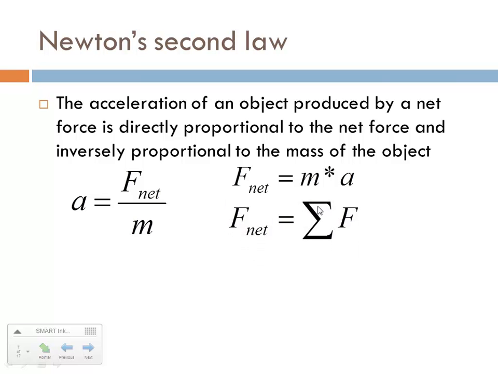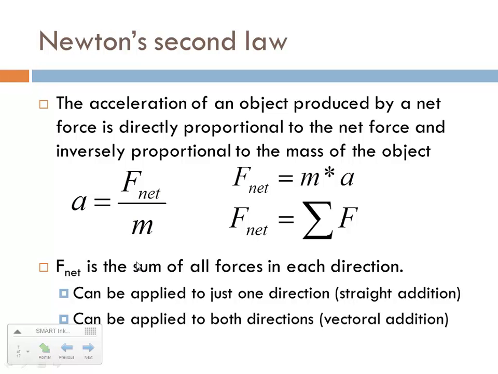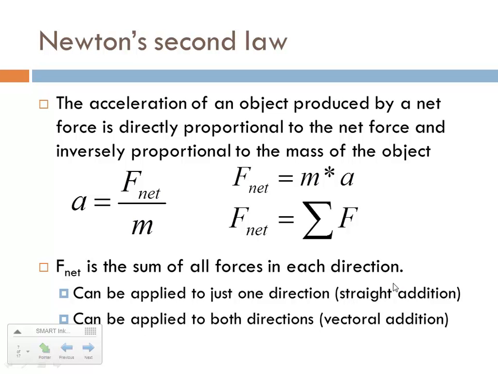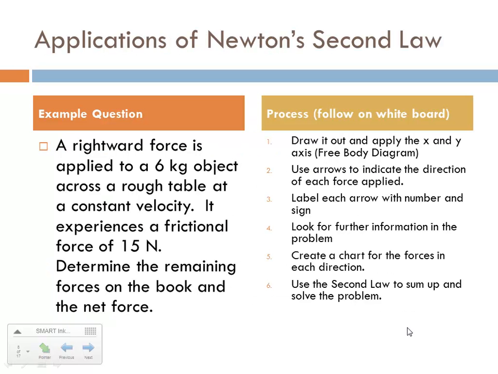What is F net? F net is the sum of all the forces. All right. And it's in each direction. If you're just in one direction, you can straight add it. 5 newtons plus 5 newtons minus 3 newtons, and so on and so forth. But if you're in both directions, you have to break things into vectors. All right, we're going to do that in a minute.